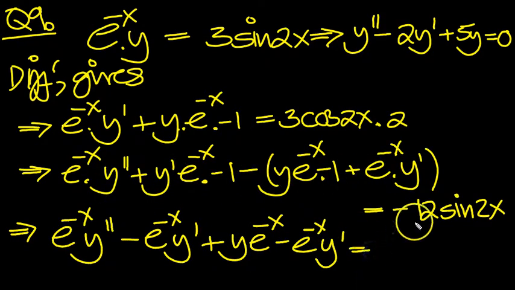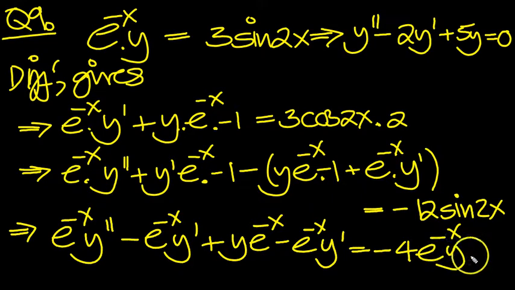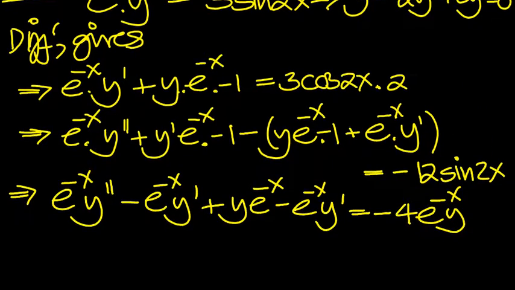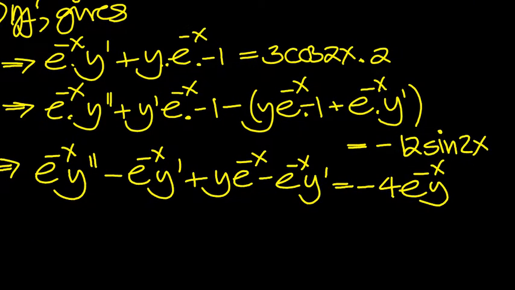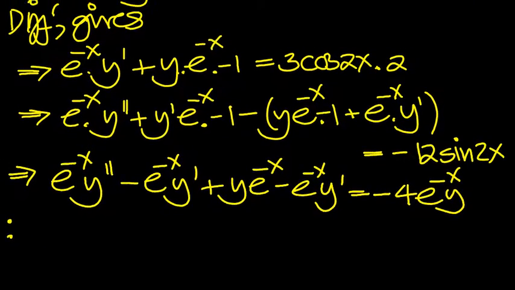That's equal to minus 12. So let's just take the minus there and take 4 and leave the 3 with the sine 2x so that we can write e to the minus x times y instead. So that's what we've got. Now we can divide through by e to the minus x all the way through, can't we? So let's do that and just tidy it up.